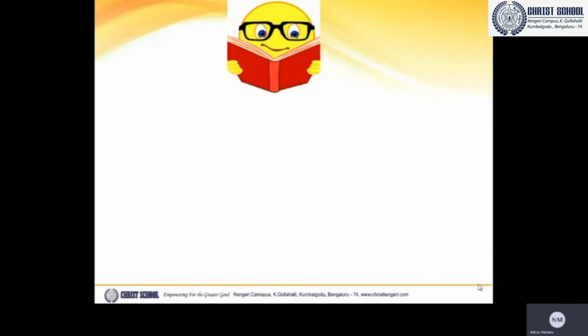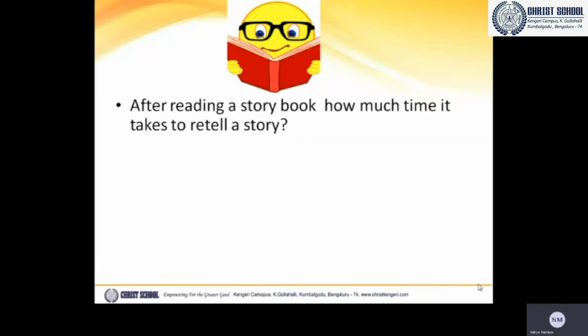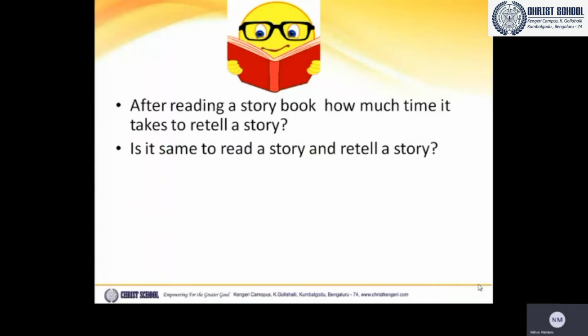So, dear students, how many of you like to read some stories or some books? Yes, some of you like to read, right? So, I am going to ask you some questions. After reading a story book, how much time does it take to retell a story? Suppose you imagine that you are reading a story now and you want to retell that story to your parents or to your brother. So, how much time does it take? Yeah, it takes less time, right? Is it the same time that you take for reading a story and retelling a story?